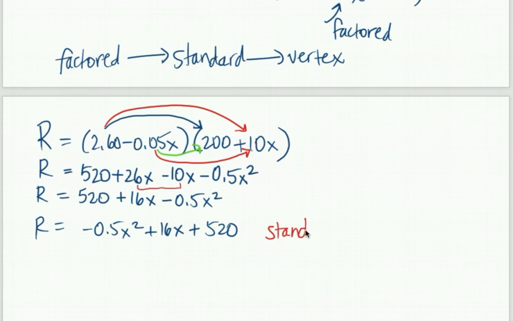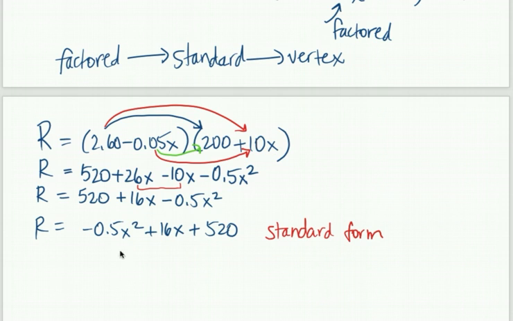All right, so we're at the standard form now. Okay, so we're almost there. We just have to go through one more step. So you're actually cycling through now. You're going from factored to standard to vertex. Okay. All right. So that's why just be careful that you don't make any mistakes along the way, just because there's a lot of steps and so forth.